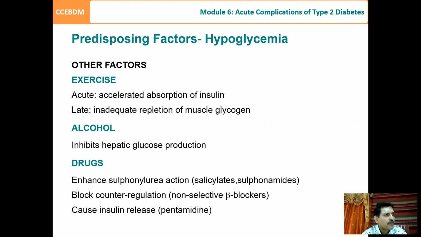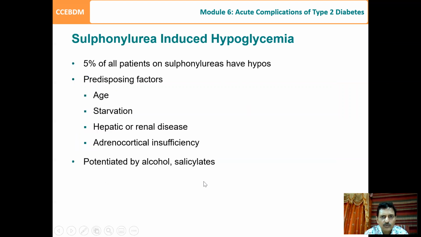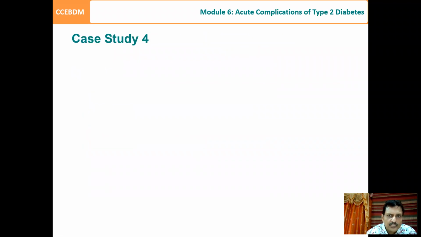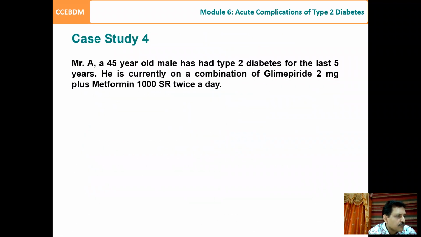So precipitating factors for hypoglycemia may be exercise, alcohol, and drugs, for example salicylates and beta blockers. Sometimes pentamidine can also precipitate hypoglycemia. Sulfonylurea-induced hypoglycemia occurs in about 5% of patients, and the risk is increased if the patient is of advanced age, or if there is starvation, hepatic or renal disease, or adrenocortical insufficiency. So these are the causes of hypoglycemia among patients receiving sulfonylurea.